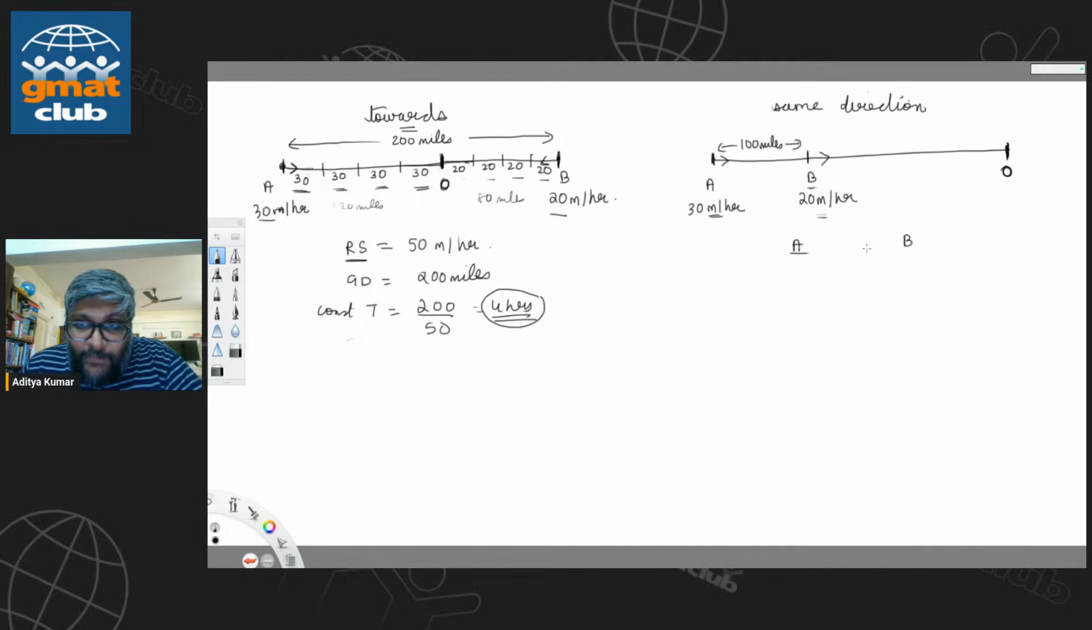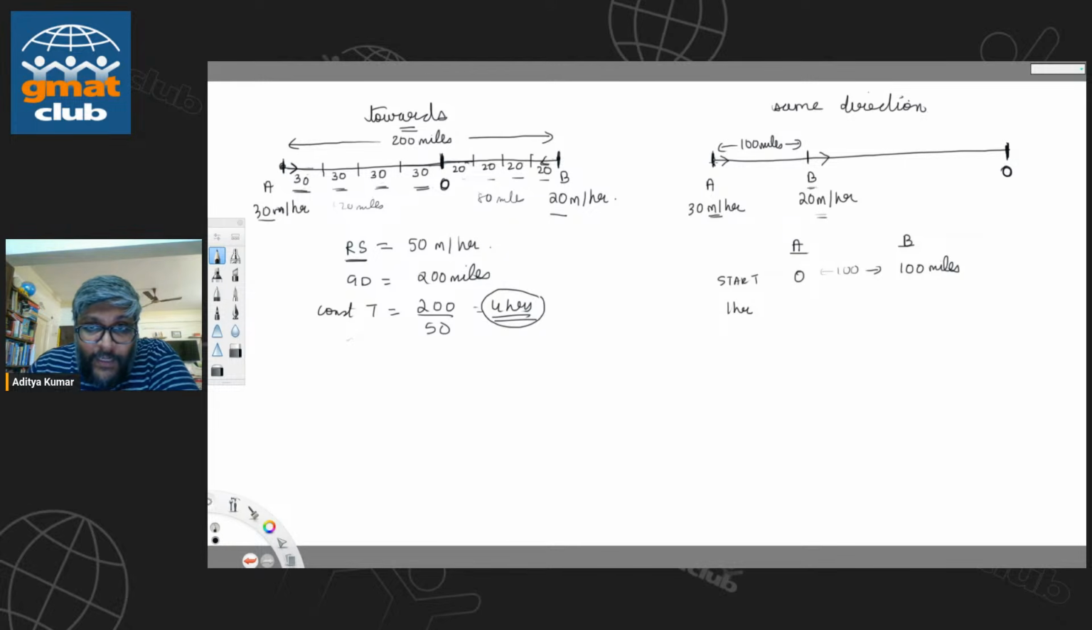So I have A and B, and this is at the start. At the start, A is at 0. B already is 100 miles ahead of A. So the gap distance between them is 100 miles. B starts from point 100. Now let's visualize it in intervals of 1 hour.